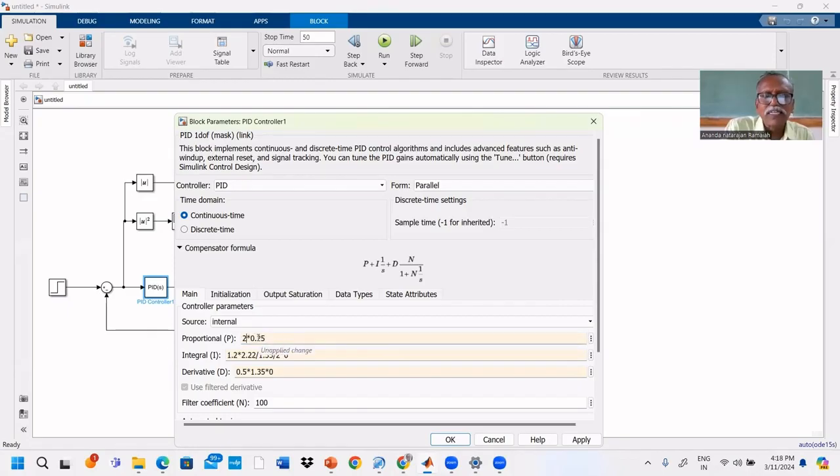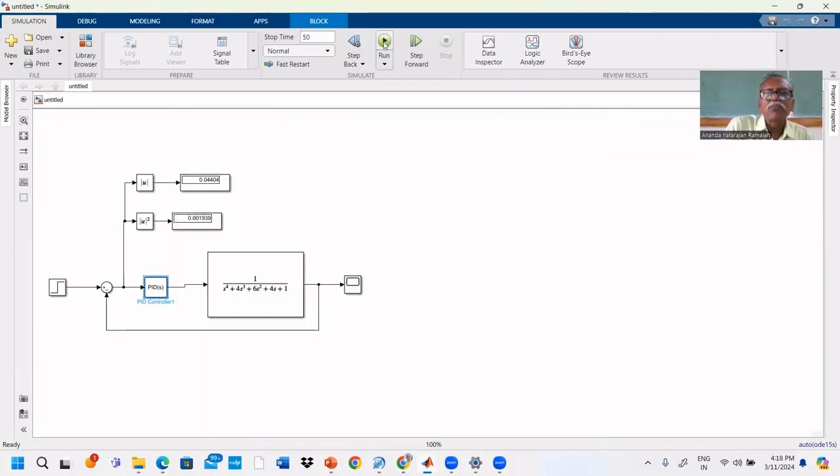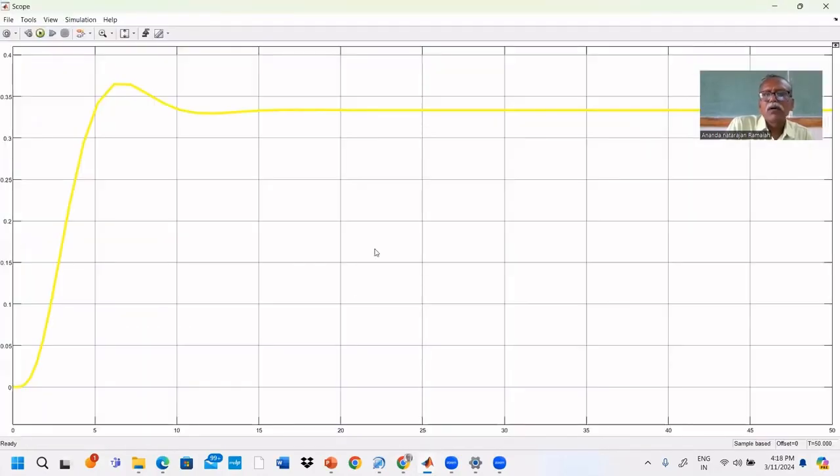0.25. Let us give 2 initially and multiply by 0.25. Apply. I gave a small gain. I am seeing the response. Steady state error is there. Where is it settled? At 0.35 only. What is the set point? 1, but it is settled at 0.35.